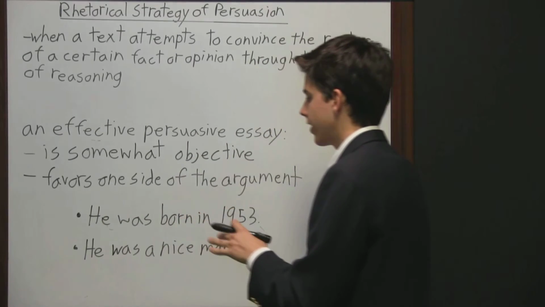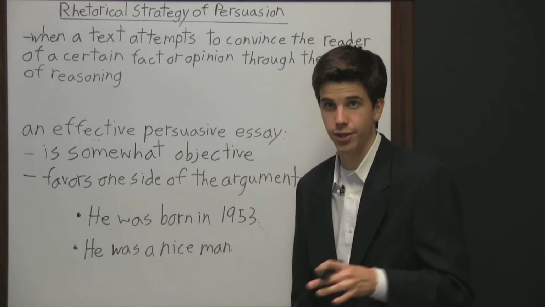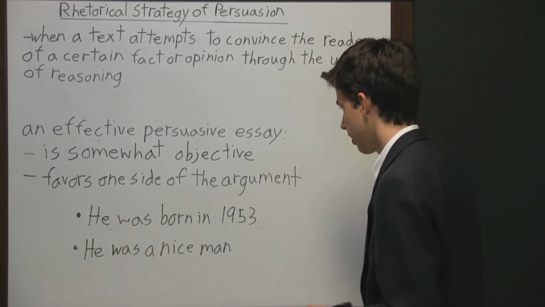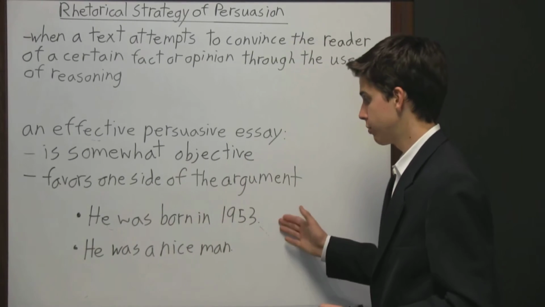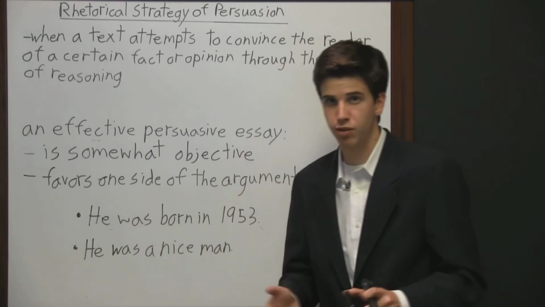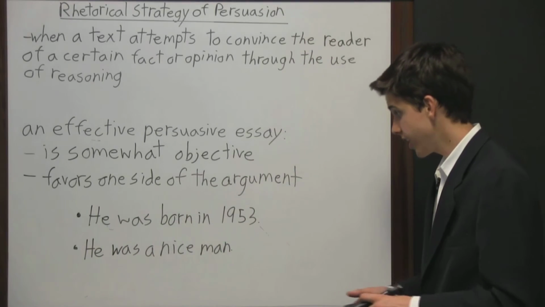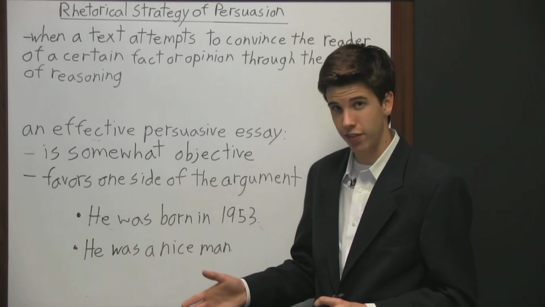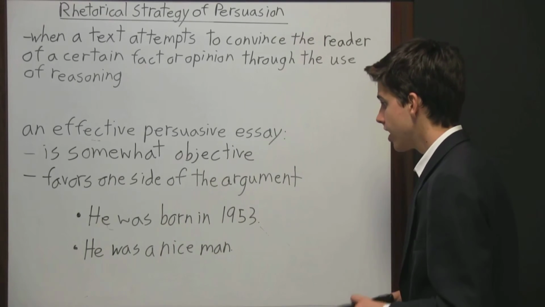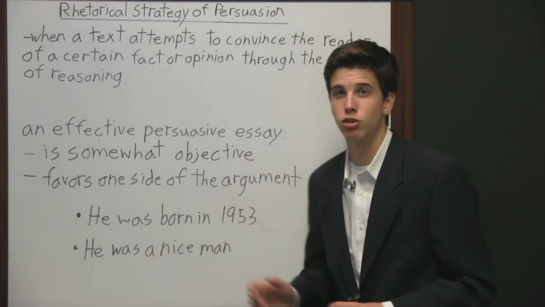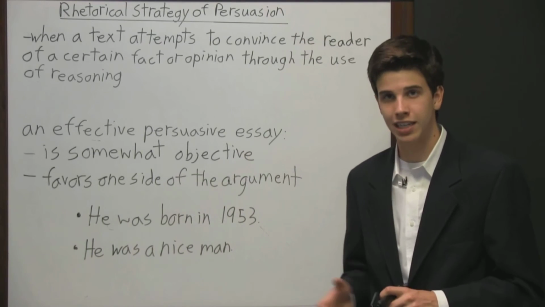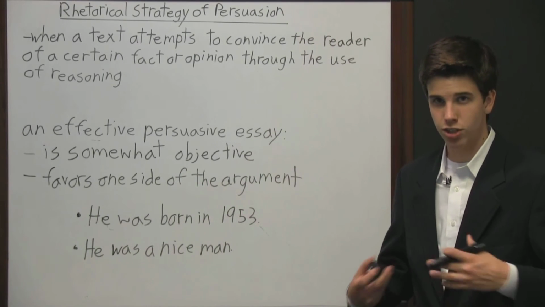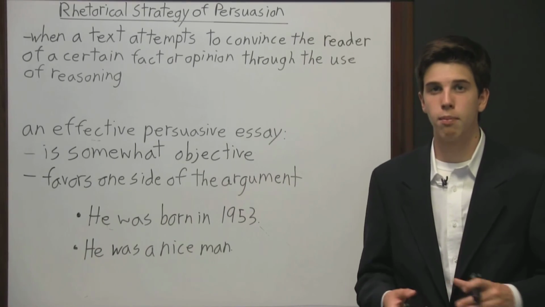So these are really very elementary examples of matters of fact and matters of opinion. But notice here, he was born in 1953 is a fact. This is undisputable. But he was a nice man is disputable. People have different ideas of what nice means, and they have a different idea of whether or not this person was a nice man. So it's important that you as a reader are distinguishing between the matters of fact that the writer uses and the matters of opinion that the writer uses, so that you as a reader are not being deceived by the writer.